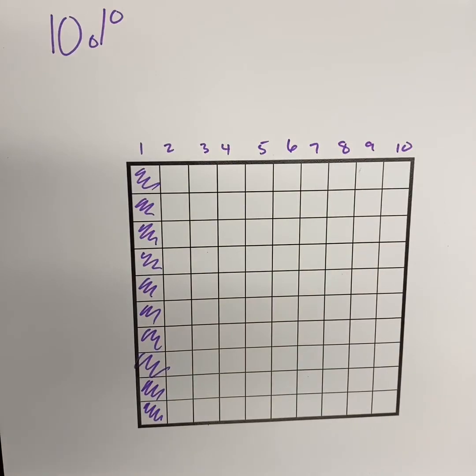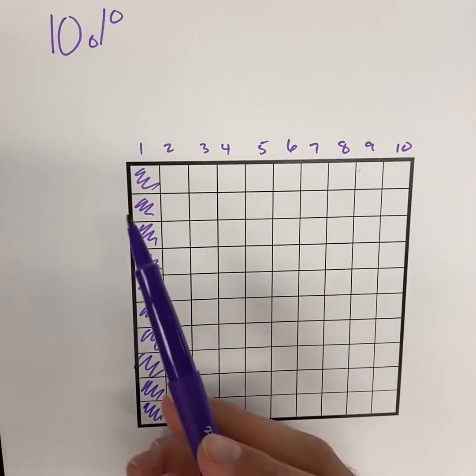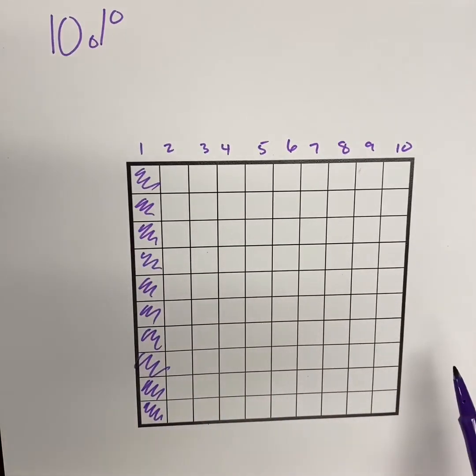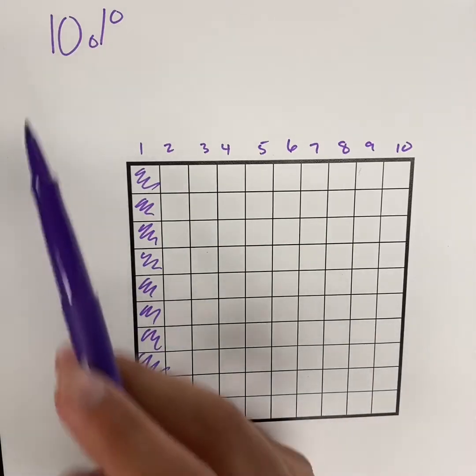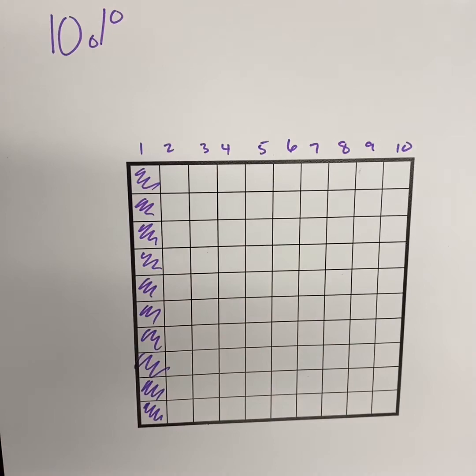So what fraction could I write if I look at this chart? If I've shaded one whole column out of how many columns there are, I could find a fraction that is equivalent to 10%.